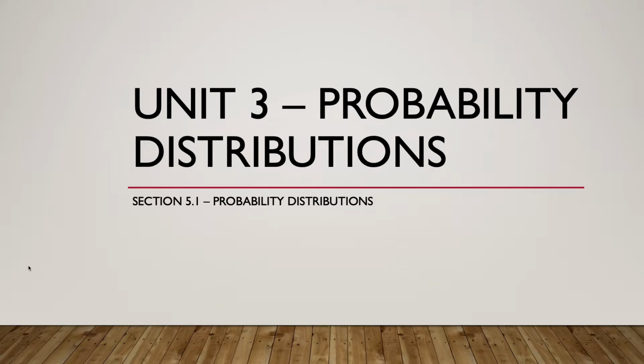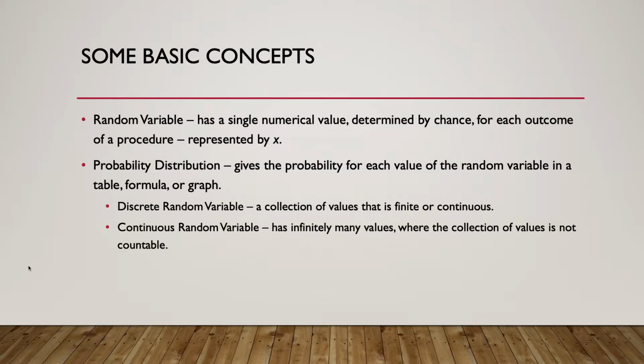Probability distributions, and section 5.1 is specifically on probability distributions. Some basic concepts first about these probability distributions. They specify a specific random variable. It has a single numerical value and is determined by chance for each outcome of a procedure.